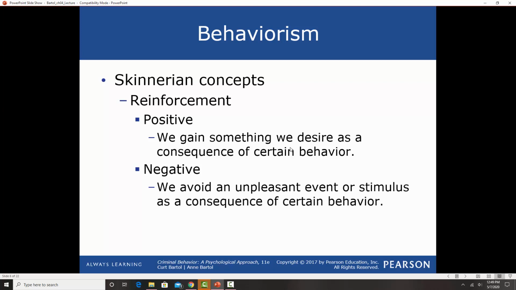Negative reinforcement is avoiding something unpleasant as a consequence of a certain behavior. And again, it increases the likelihood that a behavior will be repeated. So if you manage to, let's say, break into a house in a particular way and avoid detection, you have now avoided being arrested. So it increases the likelihood that you will use that type of break-in again because you avoided detection.